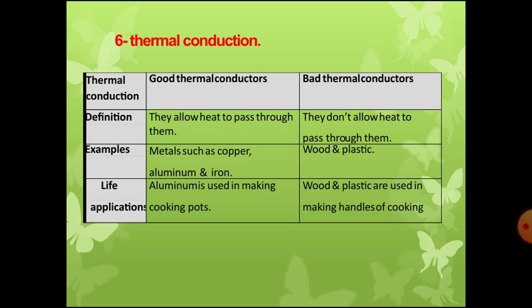While bad thermal conductors are materials that don't allow heat to pass through them, like wood and plastic. And we can use them, like wood and plastic, in making the handles of cooking pots.